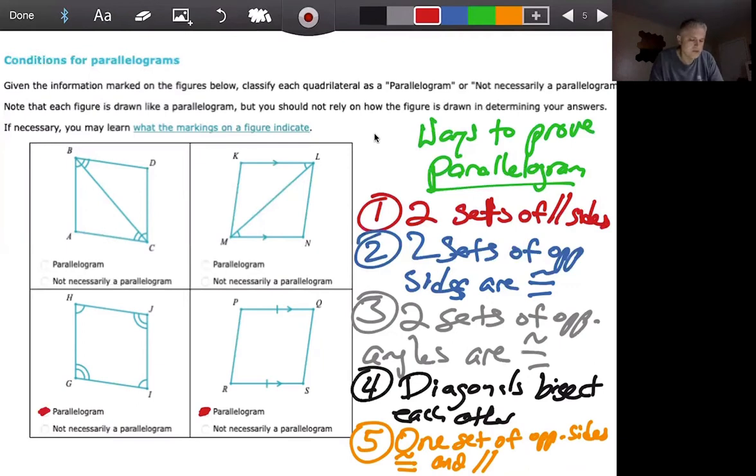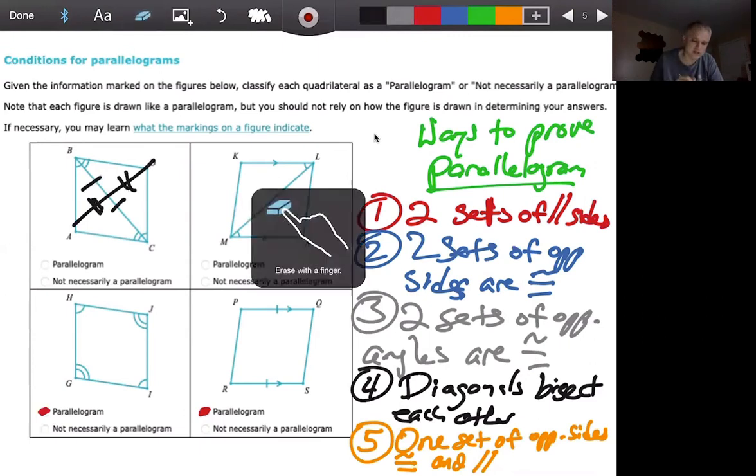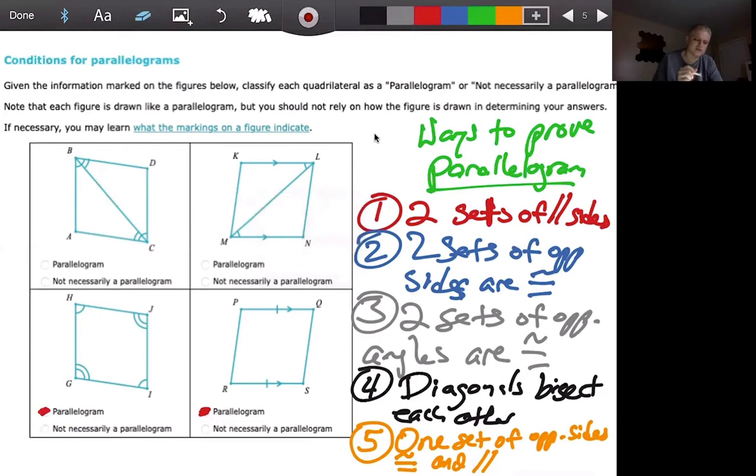Okay, so now let's go with the first one, because I think both of these two take just a little bit of work. You say, well, there's one diagonal and it doesn't have anything with congruent marks here, so diagonals bisect each other doesn't work. So I can't use that to prove that this ABDC is a parallelogram.